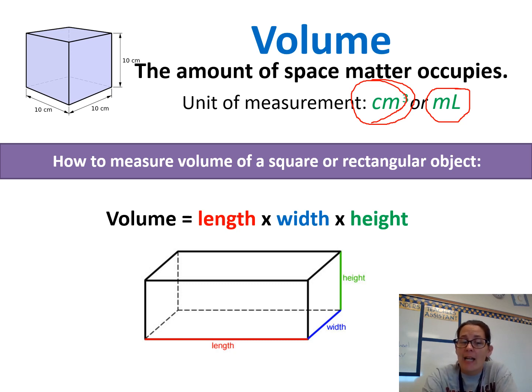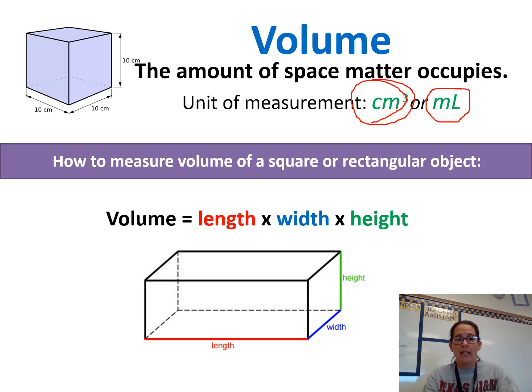A centimeter cubed takes up the same amount of space as a milliliter, but the milliliter is going to be liquid volume. The centimeter would be a solid volume. So that's kind of the difference between those two. You won't have to know that for the test or anything, but I thought that might help clear some stuff up. So how to measure the volume of a square or a rectangular object, that formula is right here. Volume equals length times width times the height, okay?